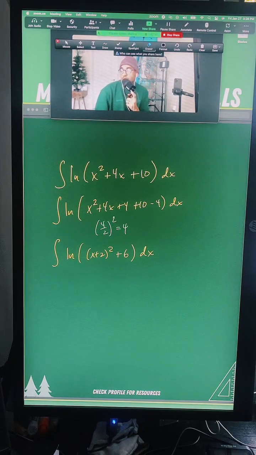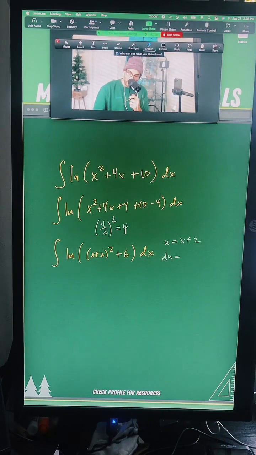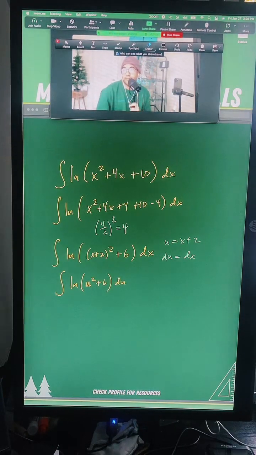This is long division with natural log integral formula. Well, what is that? Okay, so I completed the square. So yeah, it's definitely not going to have any roots. Well, let's go ahead and just make this a little easier. Let's do u is equal to x plus 2. So then du is equal to dx. So then now I have this amazing looking integral, the natural log of u squared plus 6 du. Well, that kind of helps.